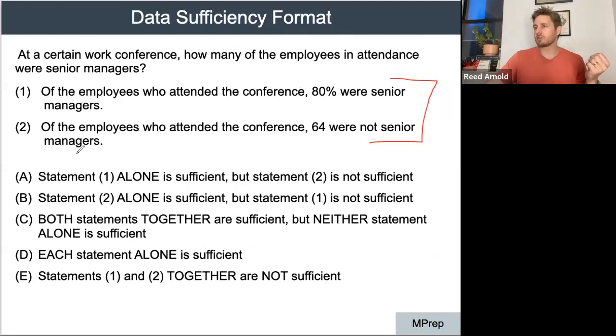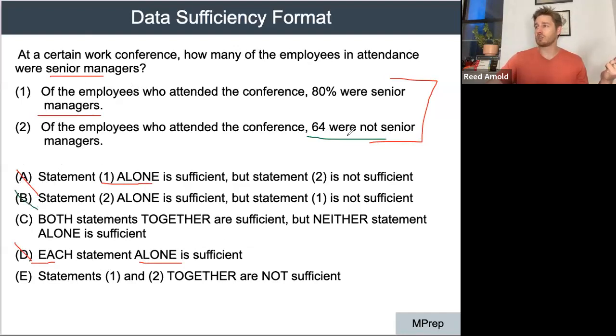So in this particular situation here, statement 1 does not give me enough information to say how many employees were senior managers. So statement 1 is not sufficient, which means I can get rid of any answer that says statement 1 is sufficient, which would be A and D. I could then look at statement 2 and it tells me that 64 were not senior managers, but that's not enough to know how many were senior managers.